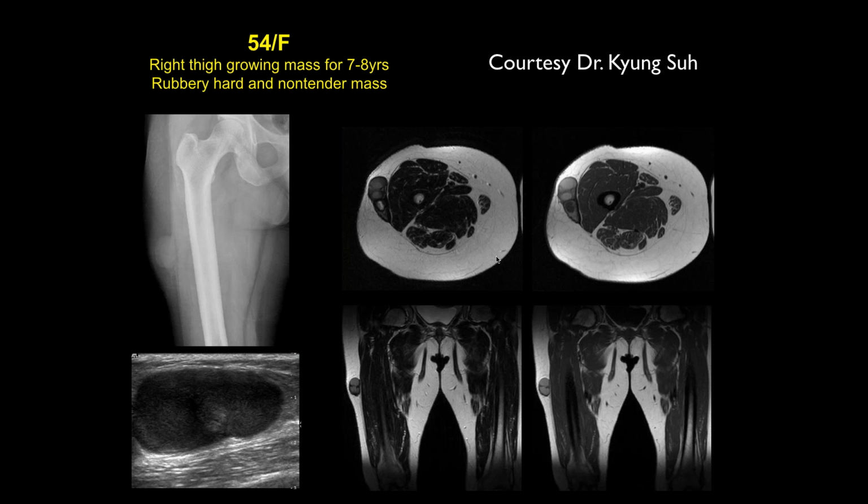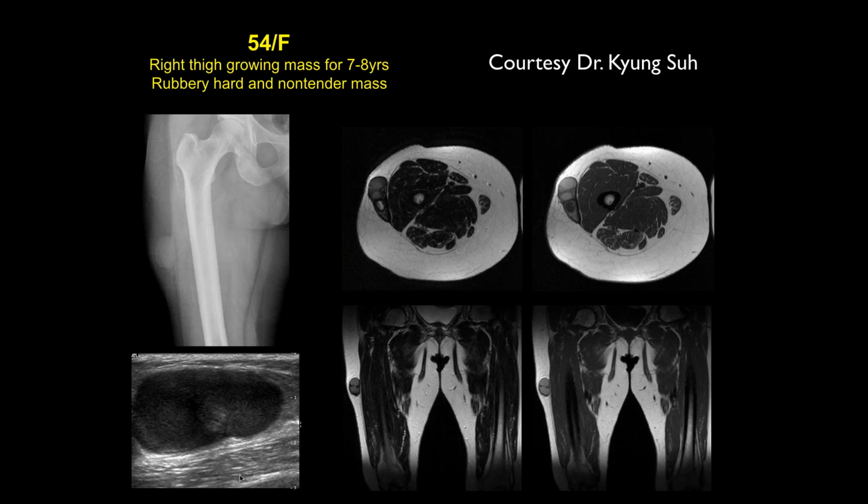What? 3 minutes? So we're looking at lipid-type lesions, so why don't you take this case, Dan? All right, so we got a 54-year-old female with right thigh growing mass for 7 or 8 years. It's a rubbery, hard, and non-tender mass. So we got a frontal radiograph. We have a hyperdense lesion along the lateral aspect of the metaphysis of the femur and the subcutaneous fat. On the ultrasound it's mostly homogeneous, maybe a little bit of internal increased echo.